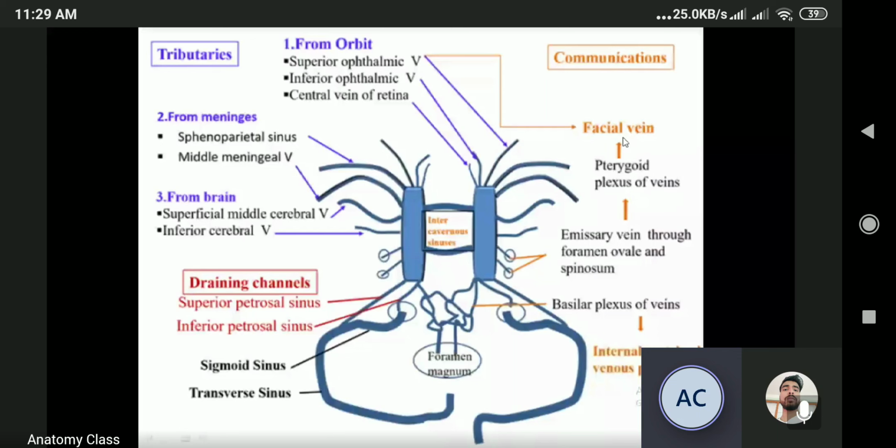Okay, and the cavernous sinus is also connected with the basilar venous plexus. So these are the different communications, tributaries and drainage of the cavernous sinus.